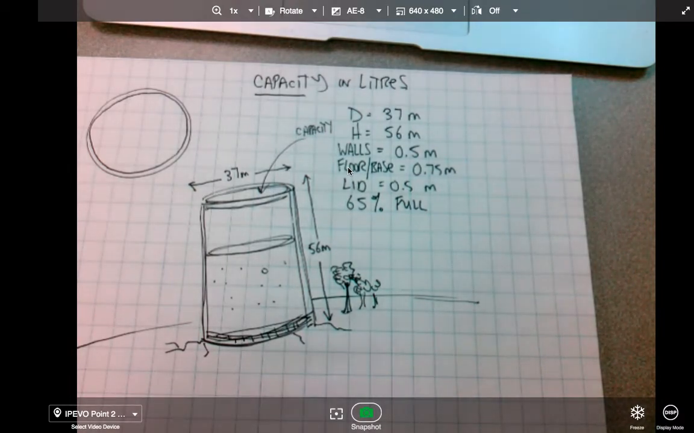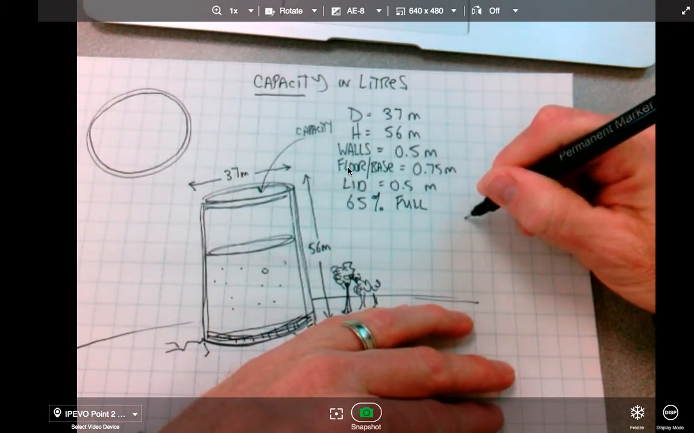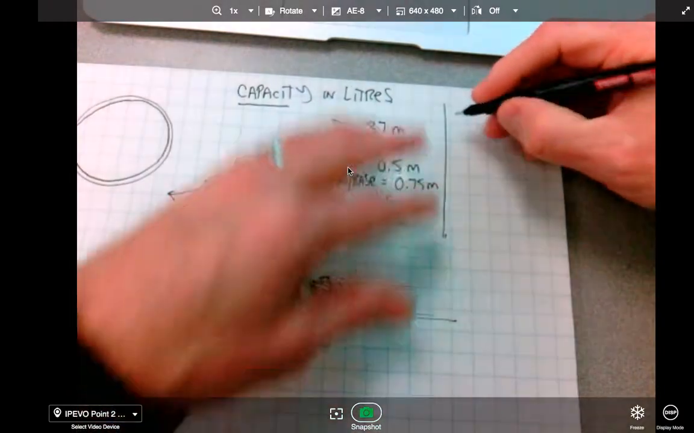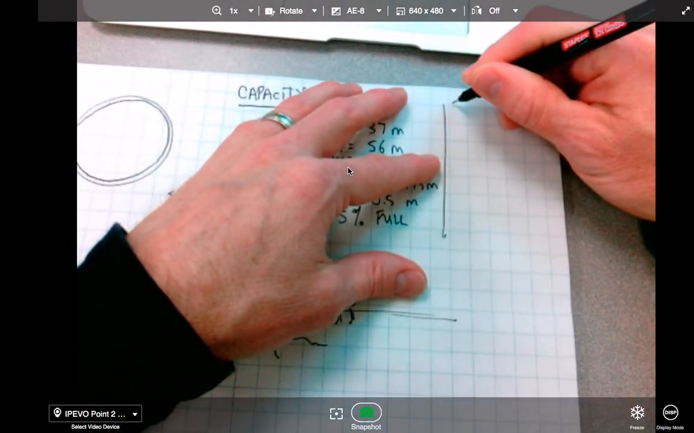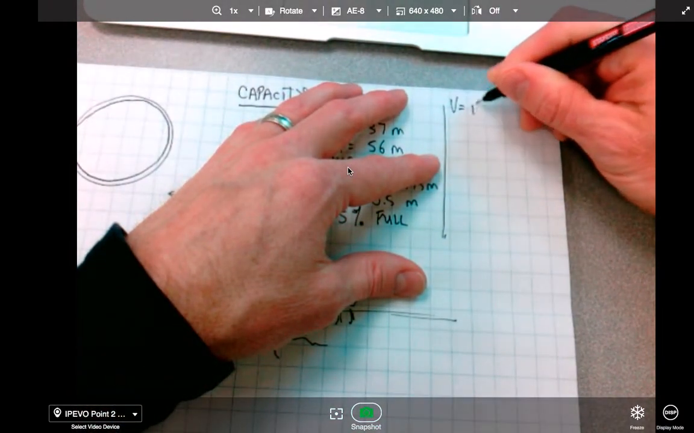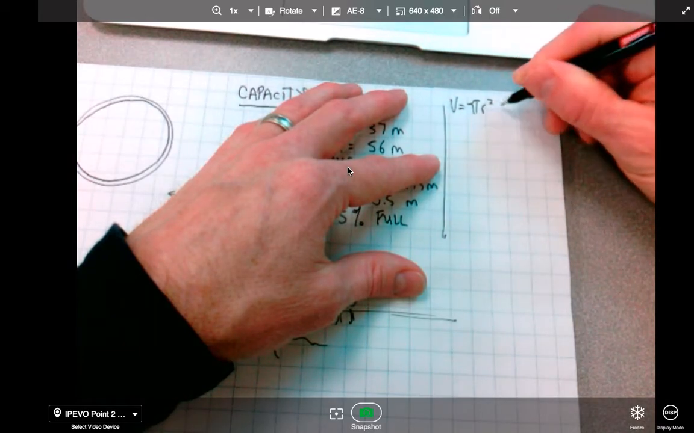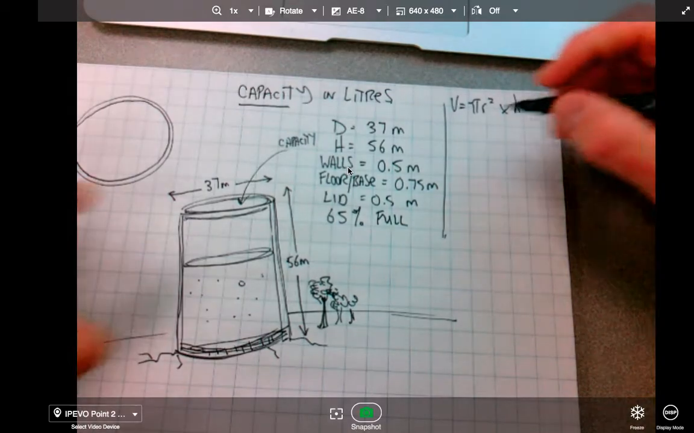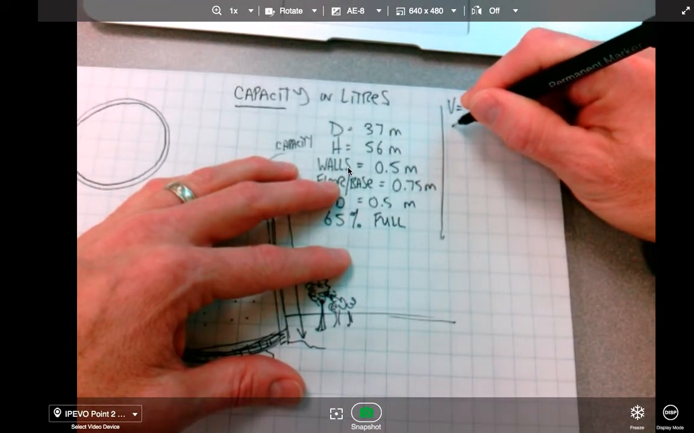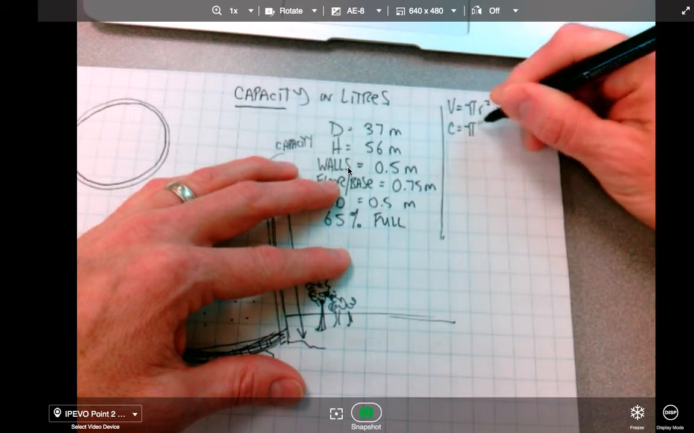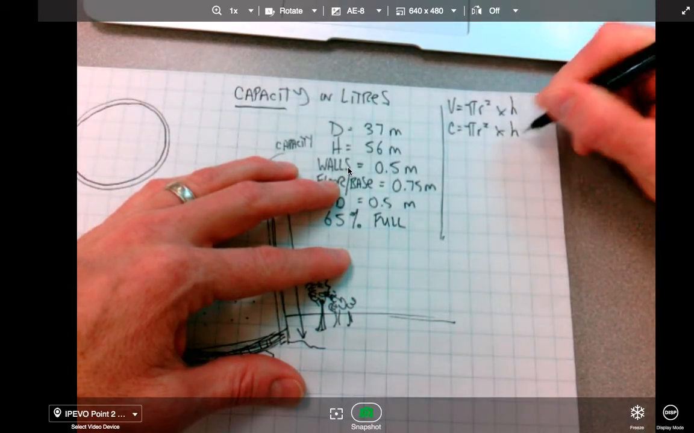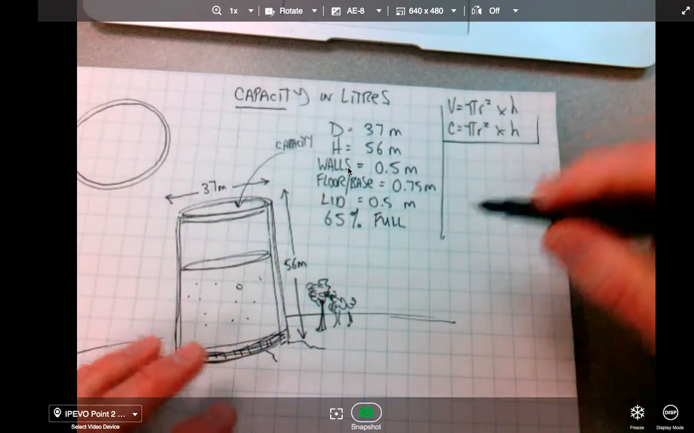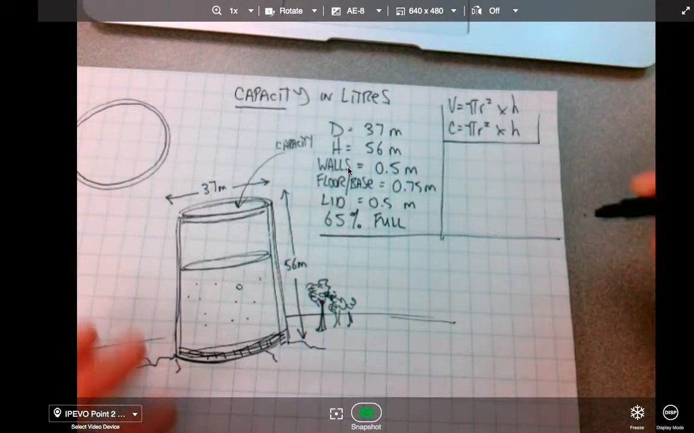Well, here's what we're going to do. So Jocelyn, you can help me out. Here's some things I know. I know volume equals pi r squared times height, but we also know capacity is pi r squared times height, right? So I'm going to just do capacity equals pi r squared times height. So that's some information I know. So this is just things I know. So what we can do is try to solve it down below here.